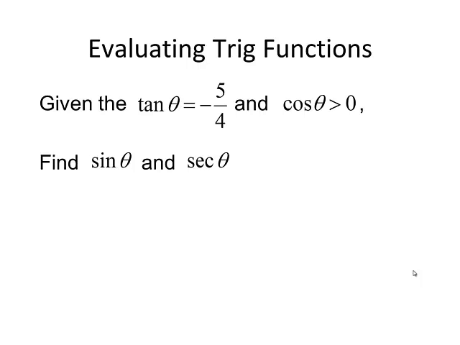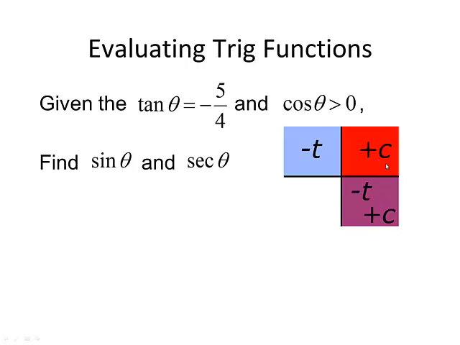Given that tangent of theta is equal to negative 5 over 4 and cosine theta is greater than 0, positive, find sine and secant. Okay, first we should figure out what quadrant we're in. Tangent is negative 5 over 4. So tangent is negative in these two quadrants. Cosine's positive in these two quadrants. So we're talking about quadrant 4.